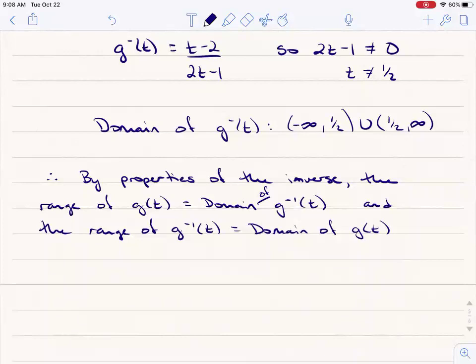In this case, yeah. But it means that the domain of one is the range of the other, and vice versa. Exactly.